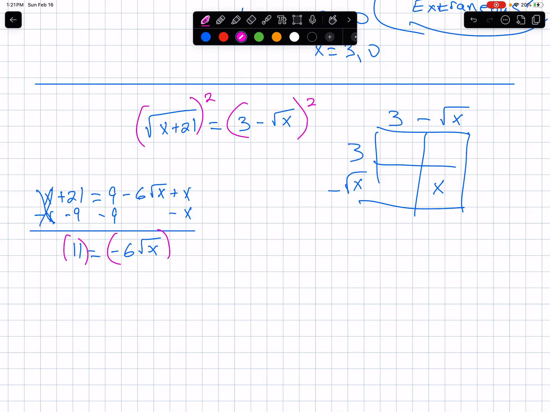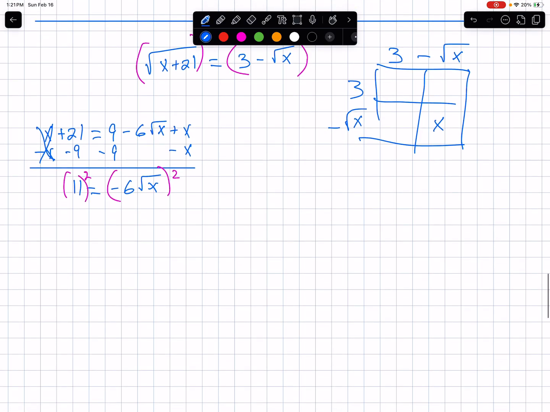Okay, so when I square this, I get 121. And then you have to FOIL that. You don't have to FOIL, right? Because there's no plus in the middle. It makes it easier. So negative 6 squared is just 36, and the square root of x squared is x. So it's just 36x. And then you divide by 36. Not going to divide by 36 though. What a weird answer. That's not cool.